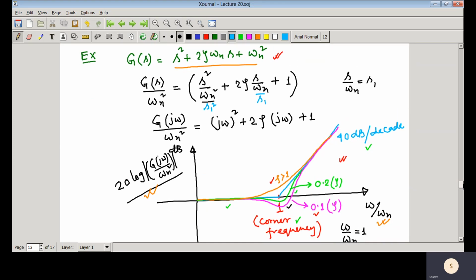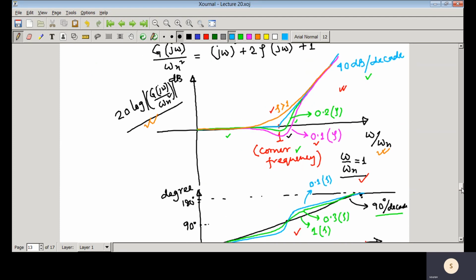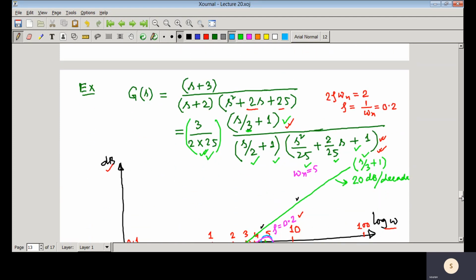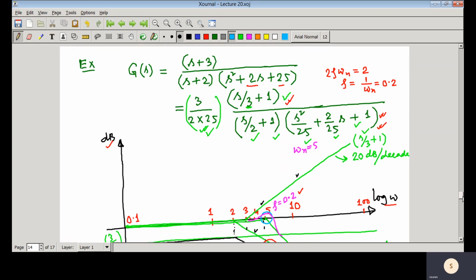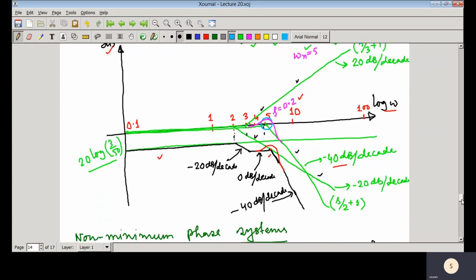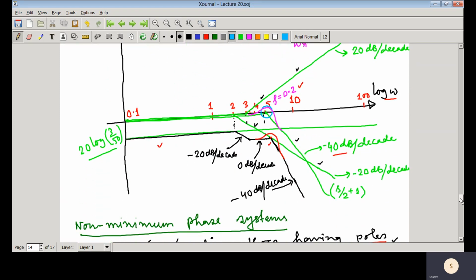So what we have seen today: we have started by discussing the asymptotic Bode plot for the second order term, and we have seen that if there is any zeta, there would be some corrections. We have discussed it, and then we have taken one example, and in that example we have plotted the magnitude plot, and again I am suggesting you to do the phase plot on your own.